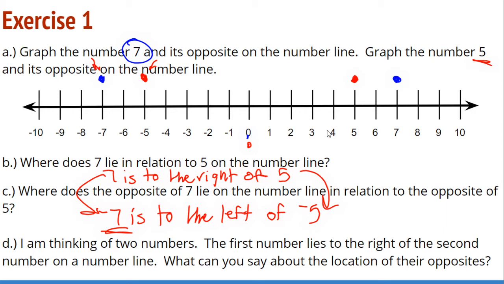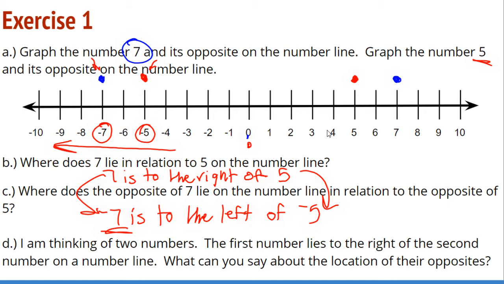Now lots of students struggle with that. Lots of students think that negative 7 is greater than negative 5, but if we take a look at this number line, negative 7 is farther to the left, so it is less than negative 5. That's an important concept, something to try and wrap your brain around.